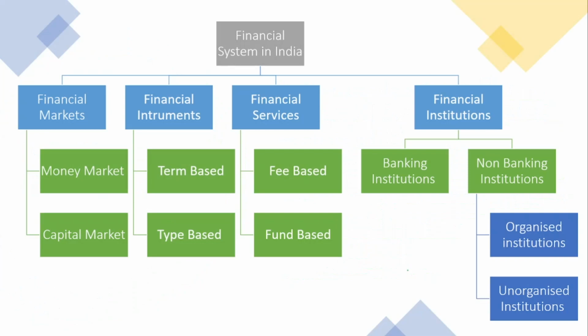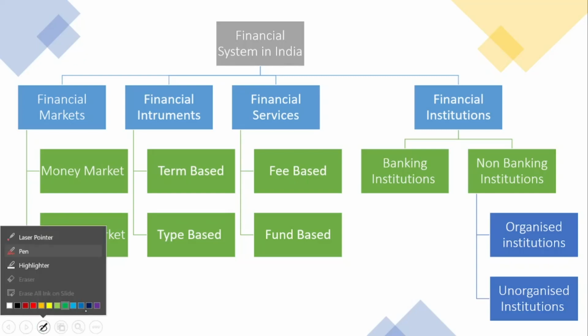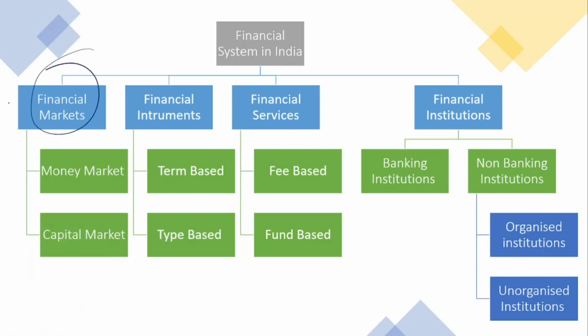Now when we look into the components of financial systems, as I told you, we have four main divisions: financial markets, financial instruments, financial services, and financial institutions.